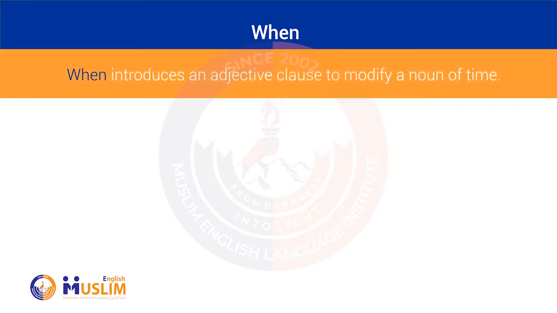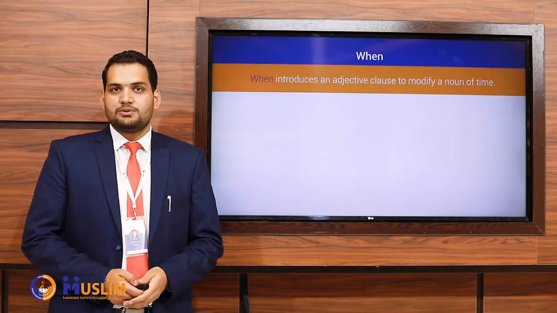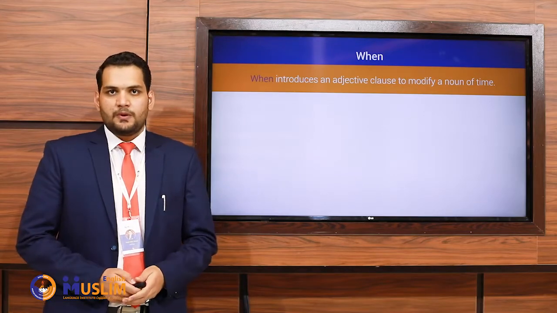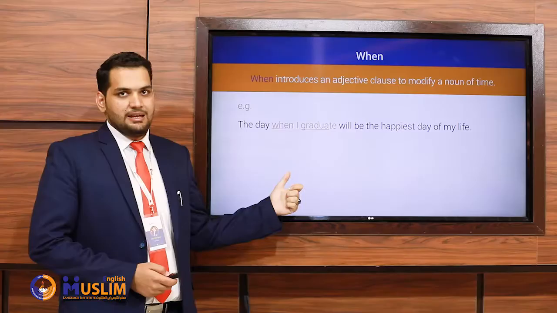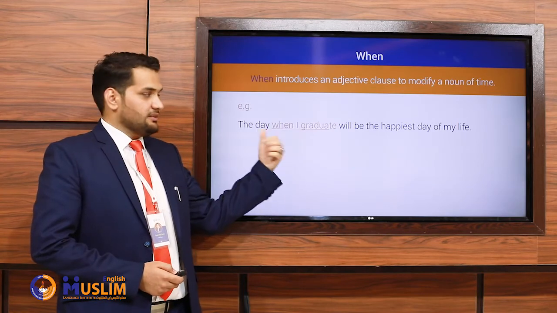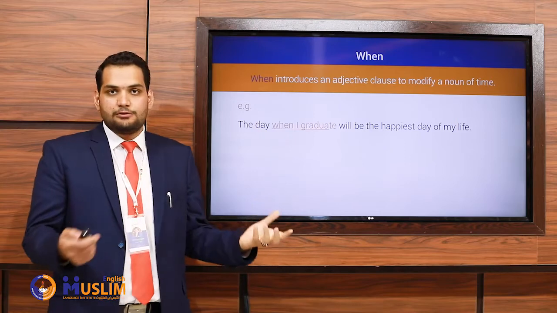When introduces an adjective clause to modify a noun of time. In simple words, when can be used after those nouns which talk about time. For example, the day when I graduate will be the happiest day of my life. In this sentence, the adjective clause is when I graduate. And the marker is when, which talks about the day, and the day is a noun of time.